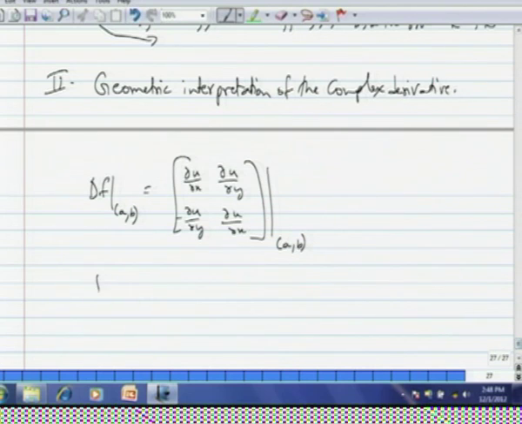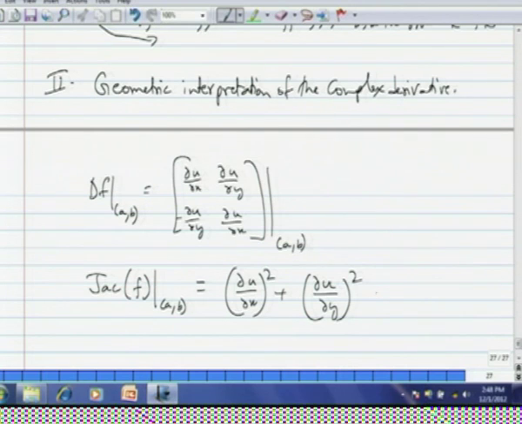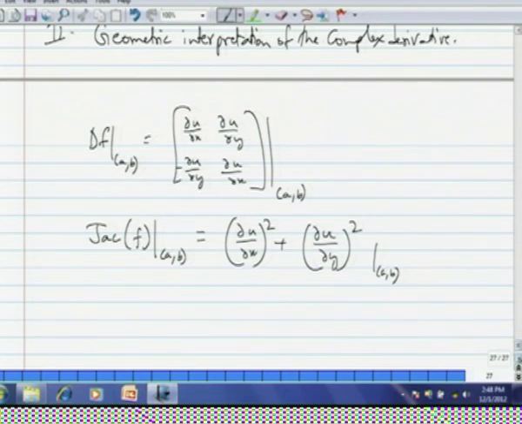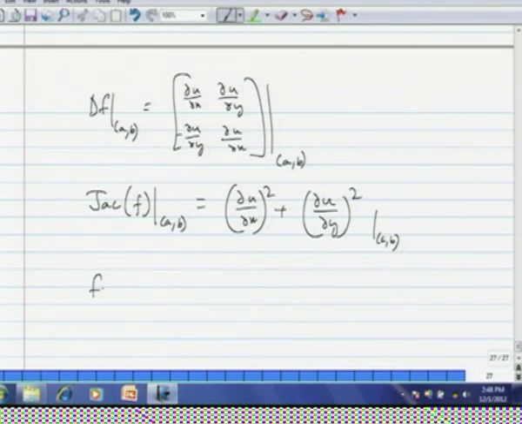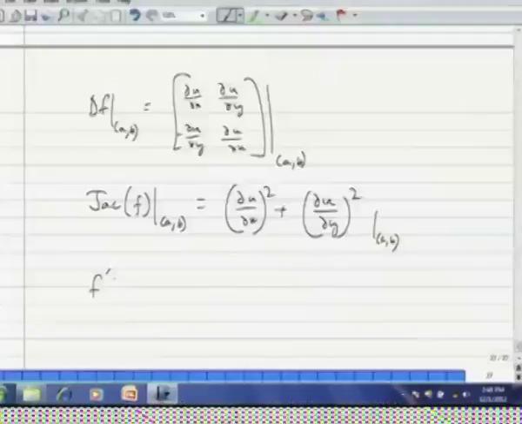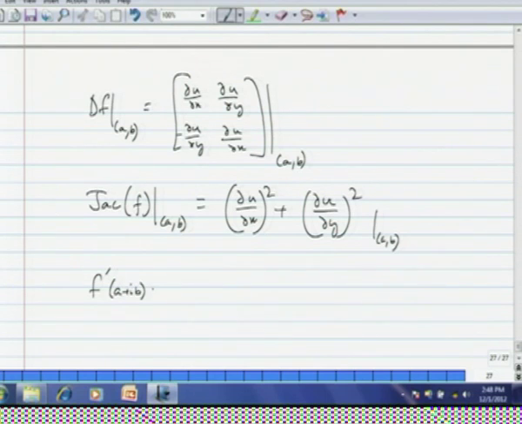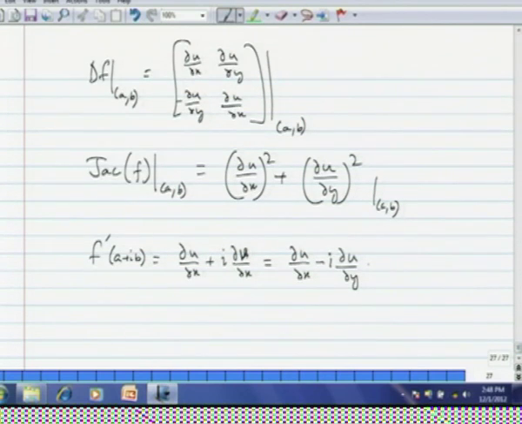Okay. So, the Jacobian of f at the point a b is the determinant of this matrix, which is dou u by dou x squared plus dou u by dou y squared at the point a b. Okay. And f prime, like we saw above in the derivation of Cauchy-Riemann equations, f prime of z, of a plus I b, is going to be dou u by dou x plus I times dou v by dou x, which is equal to dou u by dou x by the Cauchy-Riemann equations. This is minus I times dou u by dou y. Okay. So, that minus does not matter.